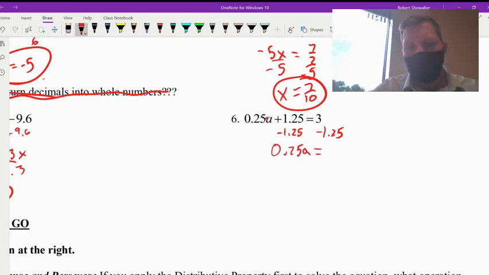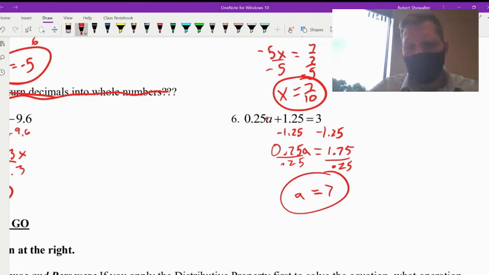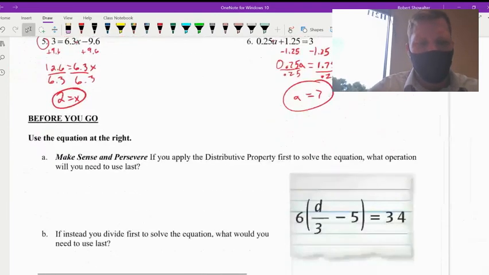0.25A equals 3 minus 1.25, which is going to be positive 1.75. Then we're going to divide by 0.25 on both sides. We're going to get A equals 1.75 divided by 0.25 is going to be 7. And check to see if we messed up on any negatives to be safe. Nope, we're good. And there we go.